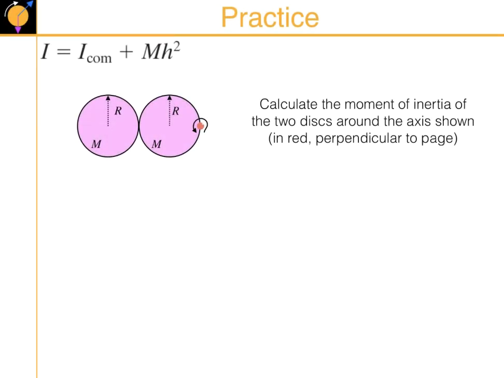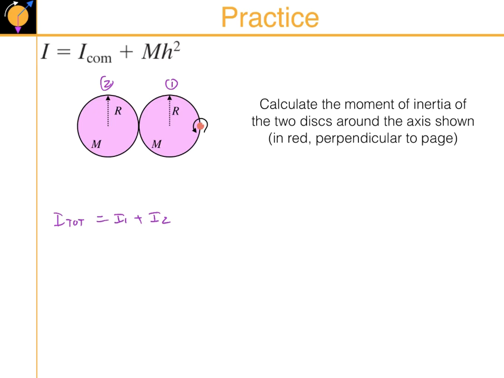One more example for the road. Let's say I have two cylinders. We're looking at a top view here, and I want to find the moment of inertia around this point here. I calculate the moment of inertia of each cylinder around that point, and I just add them together. Let's call this cylinder 1 and this cylinder 2. My total moment of inertia will be the moment of inertia for cylinder 1 plus the moment of inertia for cylinder 2.